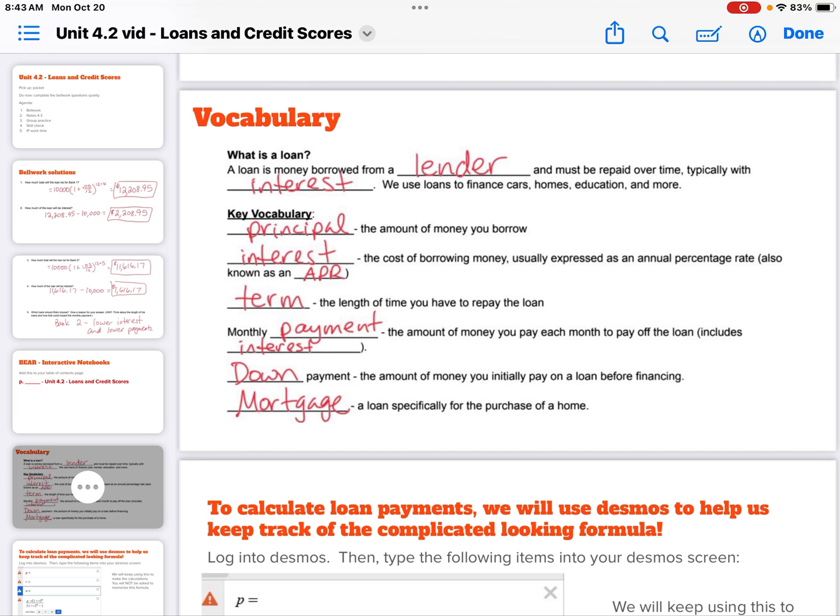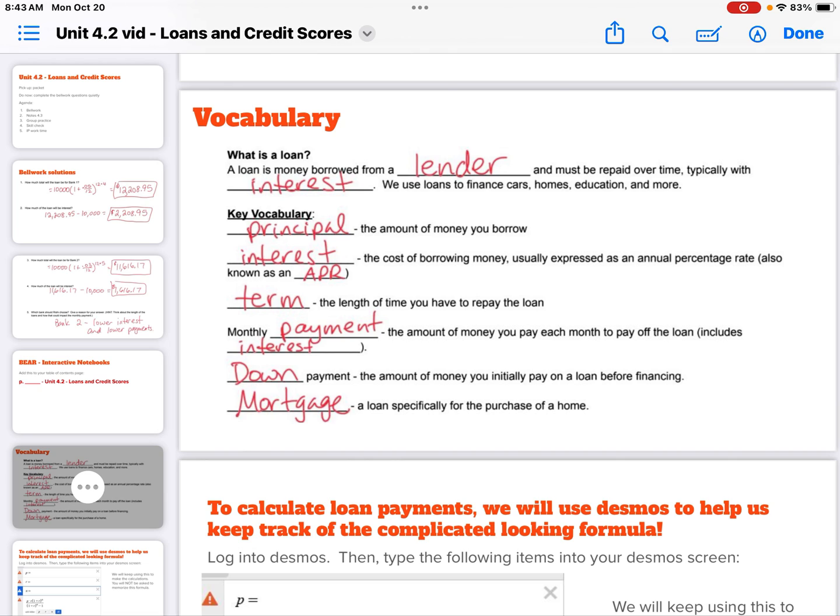So vocabulary that you'll need to know. First, what is a loan? A loan is money borrowed from a lender and must be repaid over time, typically with interest. We use loans to finance cars, homes, education, and more. Some key vocabulary. Principal is the amount of money you borrow. Interest is the cost of borrowing money, usually expressed as an annual percentage rate. Sometimes you might see that as an APR.